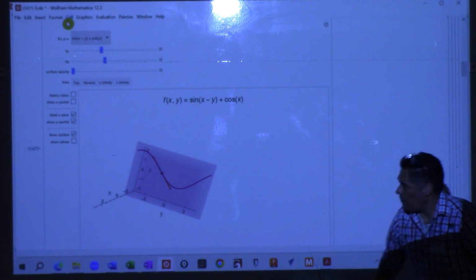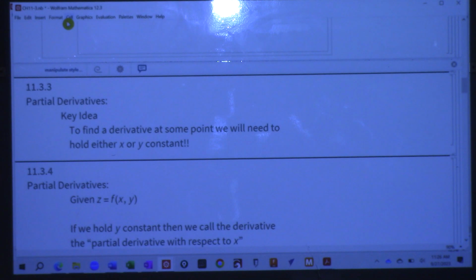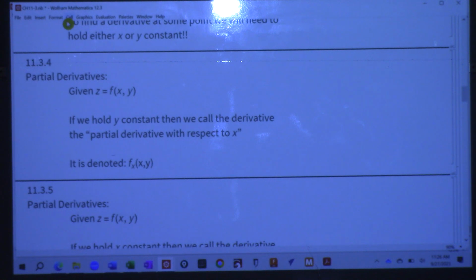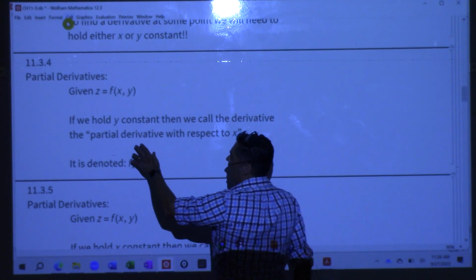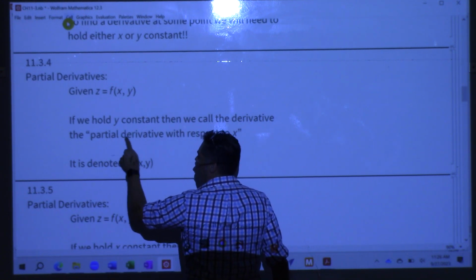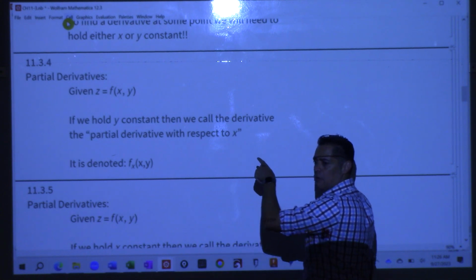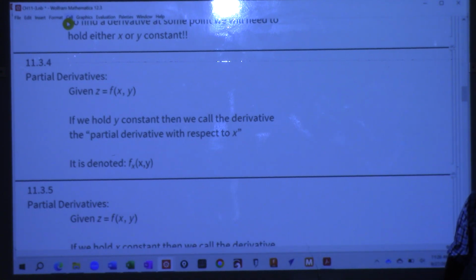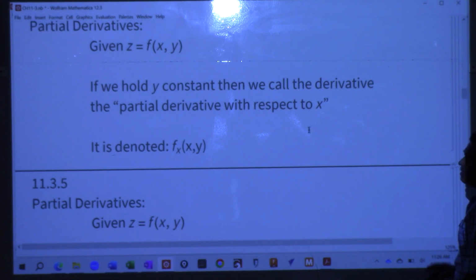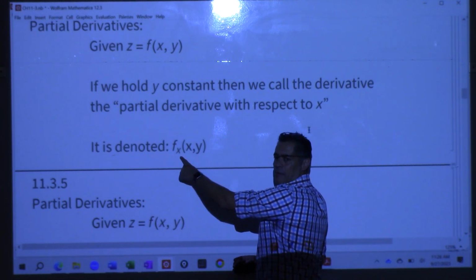All right. So that is the idea of a partial derivative, that picture. Given some function f of x, y, if we hold y constant, then we call the derivative the partial derivative with respect to x. It's a little bit backwards. I guess you could look at it like with respect to x means x is your variable, the thing that's still changing. And this is the notation we use for it.